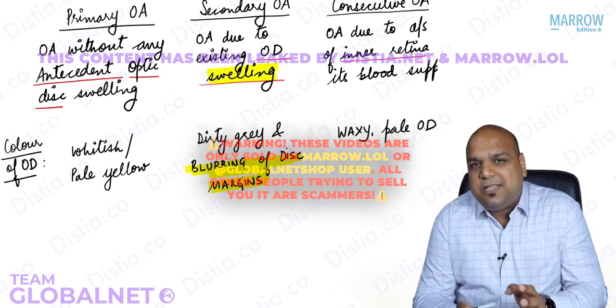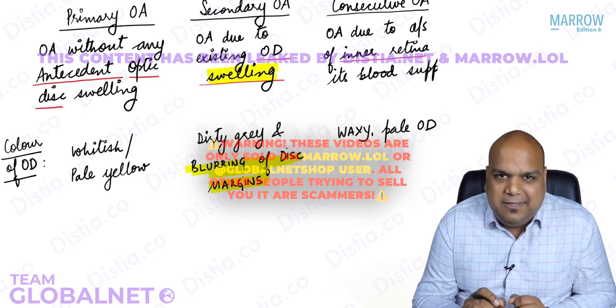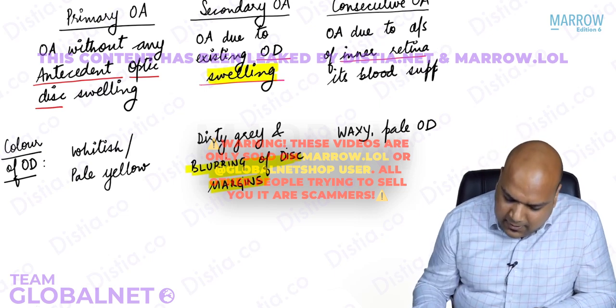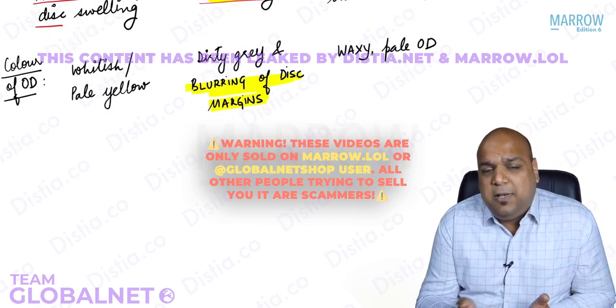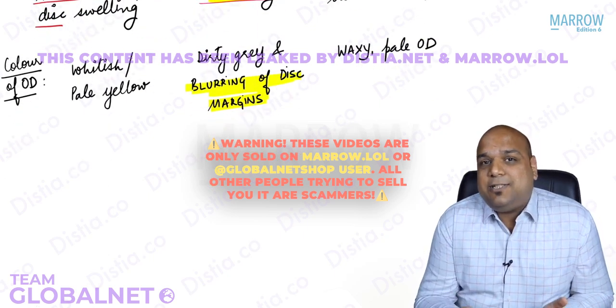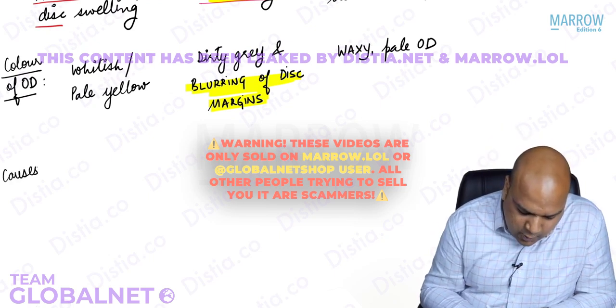As far as image-based questions go, you need to remember the difference between primary and secondary optic atrophy. Right, guys? Now that we have been able to differentiate, the question comes into our mind: why are we differentiating? Because based on the condition, there have to be different causes of primary, secondary, or consecutive. So that is what we move on to. What are the causes, everybody?